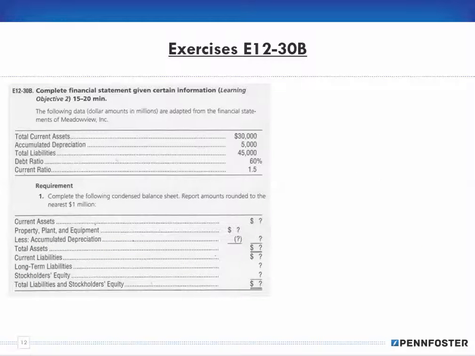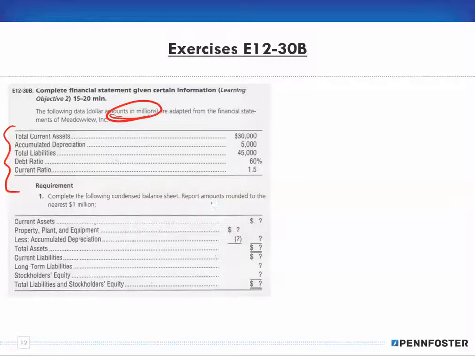Right, so for the last problem in our Group B exercises, it says complete a financial statement given certain information. We're given this information here, and it's in millions of dollars. So this 30,000 is actually 30 million dollars, but we'll stick with the millions of dollars. Complete the following condensed balance sheet. Report amounts rounded to the nearest 1 million.